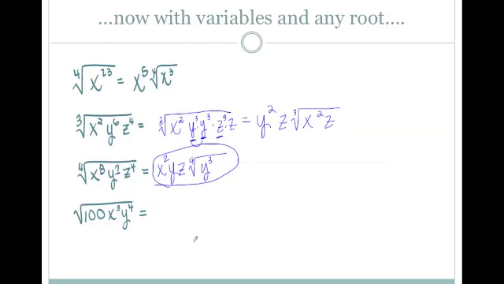Okay, let's try one with a number in it. This is a square root, so the square root of 100 is 10, 10 times 10. For x cubed, well, 2, because that's the square root, divides into 3 one time, with 1 left over, so I know I'm going to have 1 x left inside. And then 2 divides into 4, 4 divided by 2 is 2, so it would be y squared.